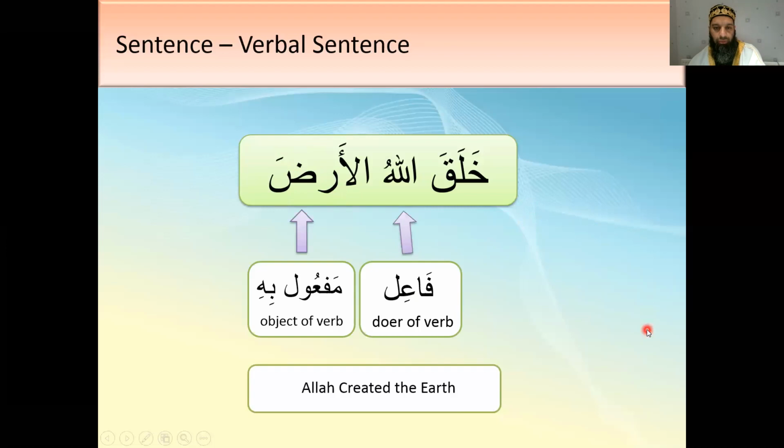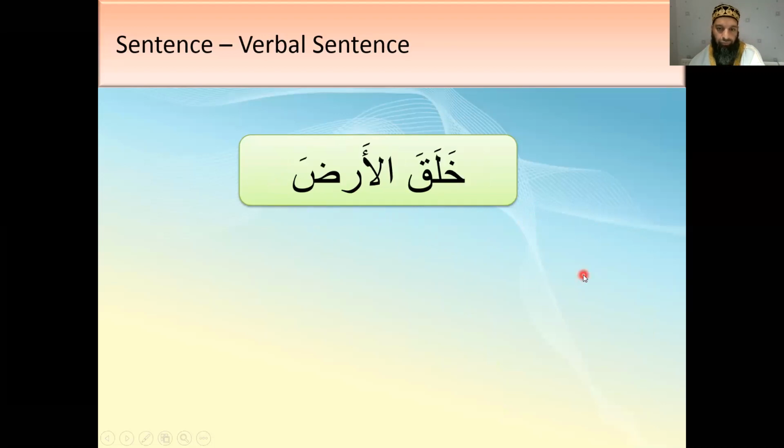Next one. Okay, so this is the doer. This is the thing that the verb is done to. So, subject of the verb, object of the verb. Sometimes the doer is not going to be mentioned. So here we see khalaqa. Khalaqa means he created. Now let's look to see, can we find the doer of the verb? No, we can't. So we just know that he created. We know it's Allah who created, but in the sentence just like that, you don't know who did it because the doer is not mentioned.